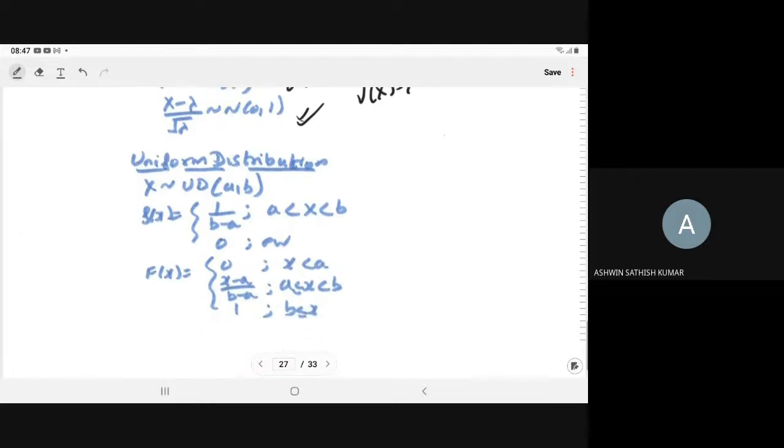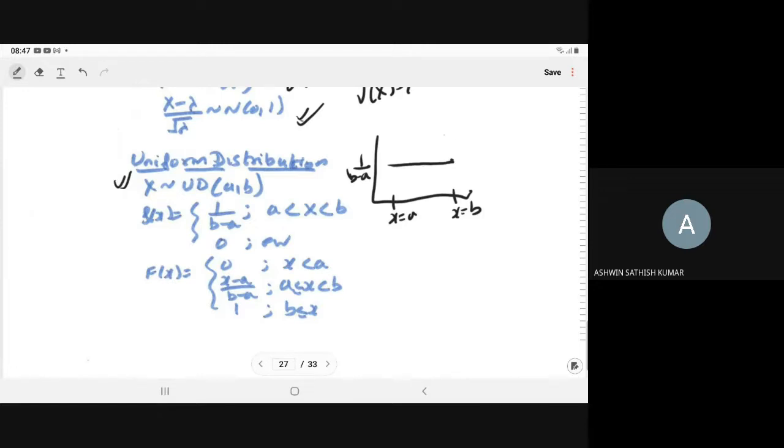Now another important distribution is the uniform distribution. This is the last distribution. Here x can take values from a to b, and for taking any value we have equal probability, and that probability is 1 upon b minus a. That's why its name is uniform: it is uniformly distributed with the same probability. You can take any value of x with the same probability.